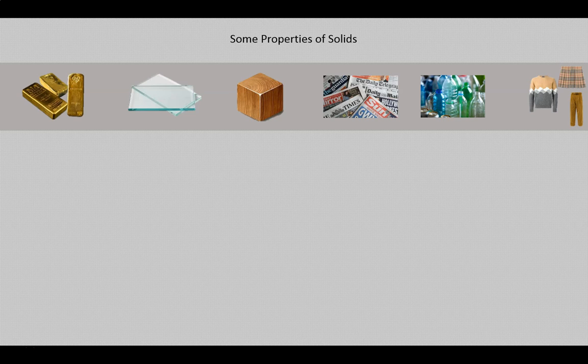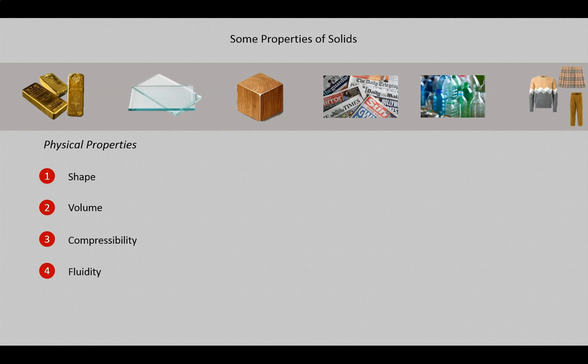Some properties of solids. There are a great many kinds of solids we come across every day, many more than for liquids or gases. There are dozens of ways we can describe solids by referring to what we call physical properties. I've chosen 4 of them to focus on in this video: shape, volume, compressibility, and fluidity.